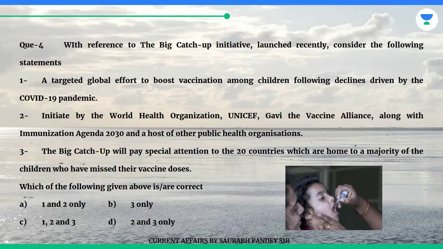Initiated by the World Health Organization, UNICEF, Gavi the Vaccine Alliance, along with Immunization Agenda 2030 and a host of other public health organizations. 3. The Big Catch-up will pay special attention to the 20 countries which are home to a majority of the children who have missed their vaccine doses. Which of the following given above are correct? A. 1 and 2 only. B. 3 only. C. 1, 2 and 3. D. 2 and 3 only.